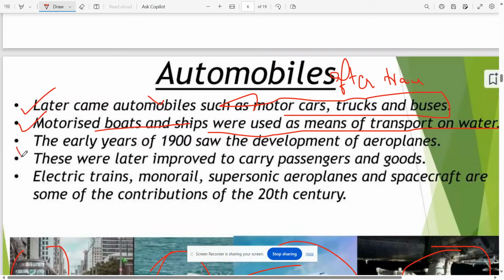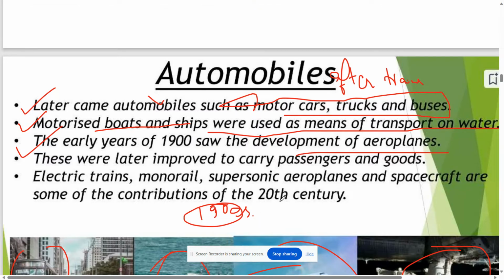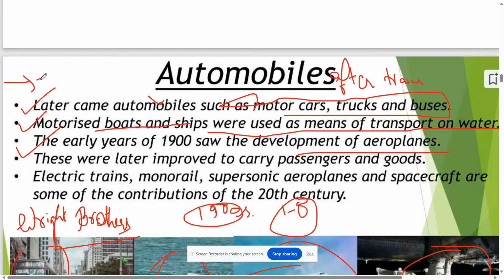The early years of the 1900s saw the development of aeroplanes. The Wright brothers made their first flight in the 1900s. I don't recall the year, but it was near 1900, between 1901 and 1905. They made their first flight, the Wright brothers, and this led to the invention of aeroplanes. Even the first licensed pilot of India was J.R.D. Tata, one of the chairmen of the Tata Group.